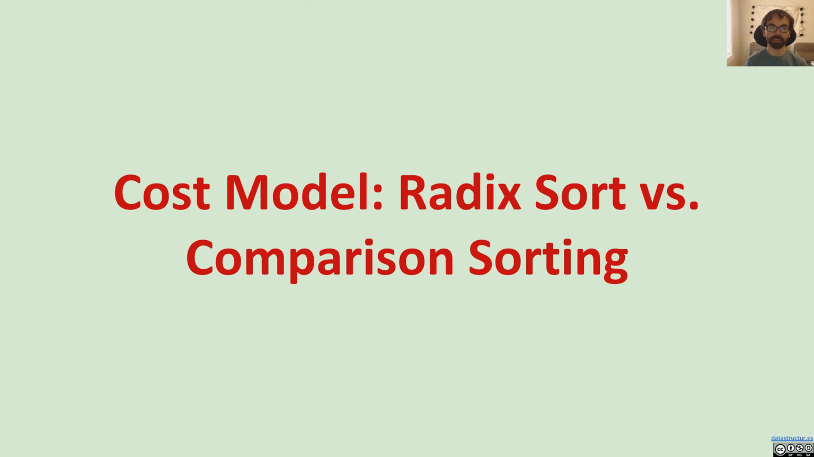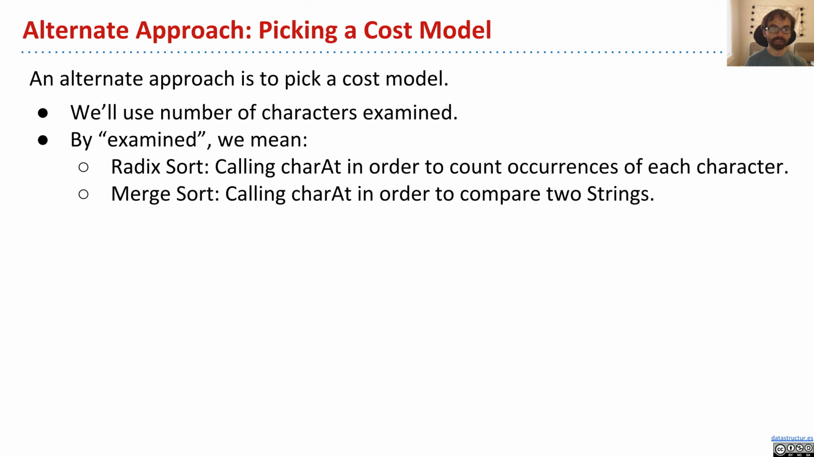As we saw much earlier in the class, one way to compare algorithms is to choose a cost model and then compute its order of growth based on that cost model. See what we can learn. So what we're going to do here is pick a cost model, in particular the number of characters examined.